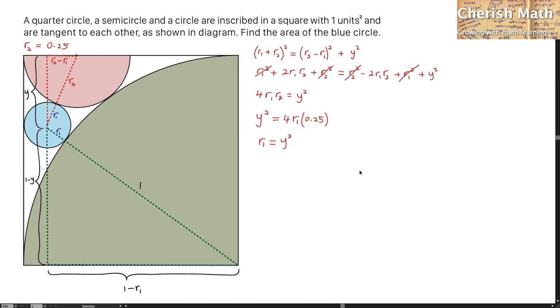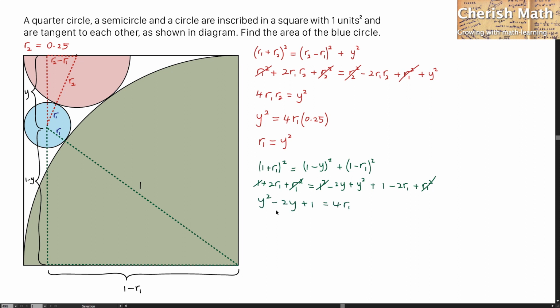The next working is going to use the same Pythagoras theorem on the green triangle. And this is the beginning. I'm going to expand this equation. This cancels. This cancels. And I'm going to rearrange this equation. On this equation, I'm going to substitute the value of R1 from R1 equals y squared. This is the substituted value, and I rearrange it again.